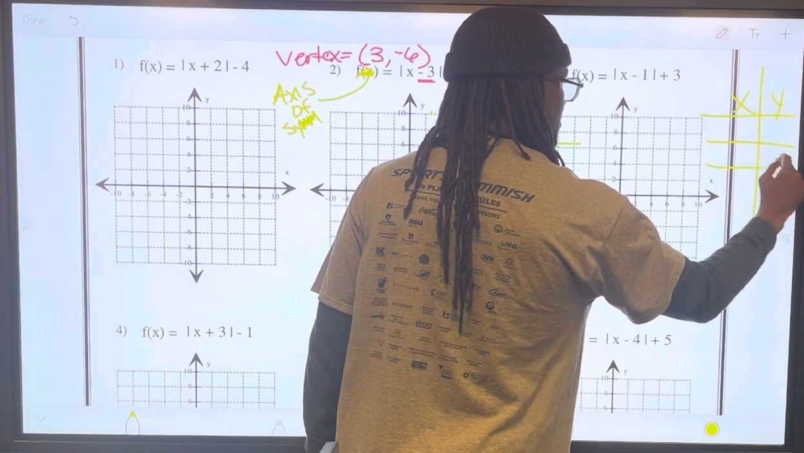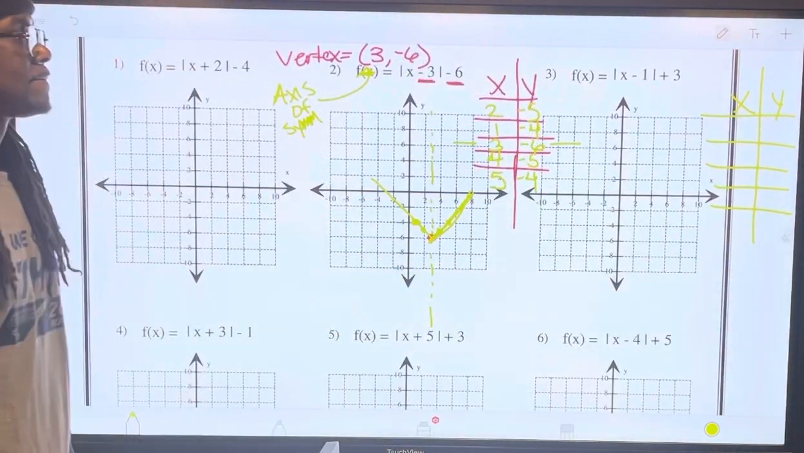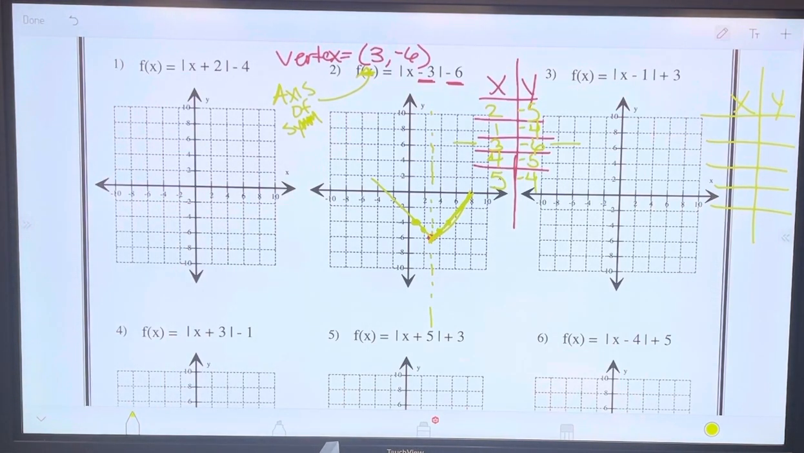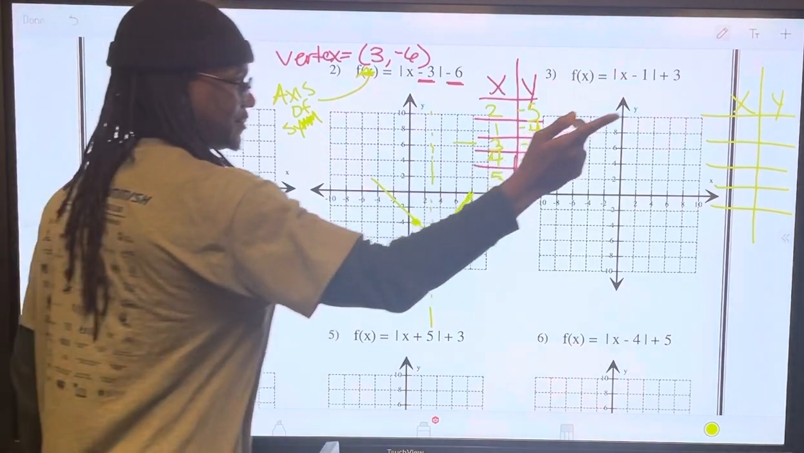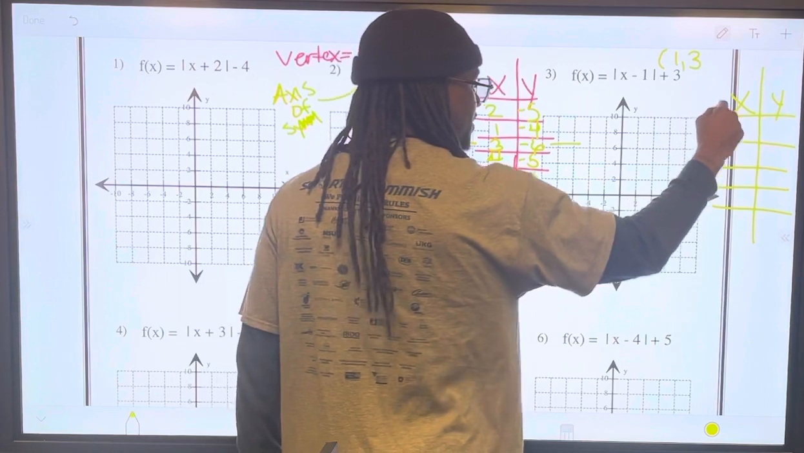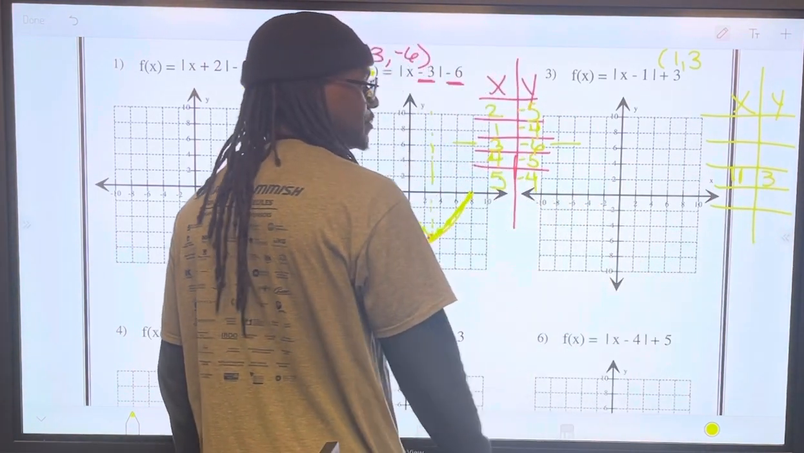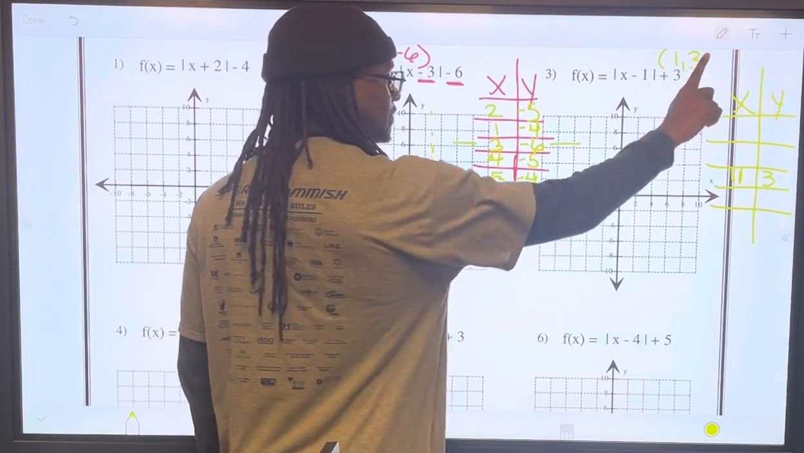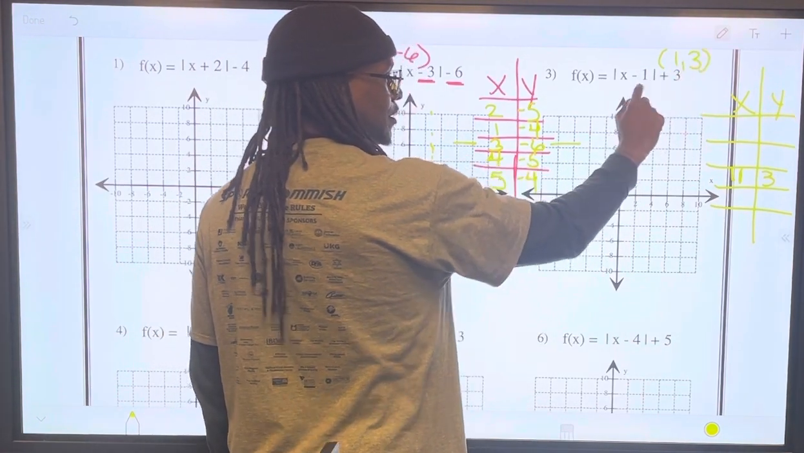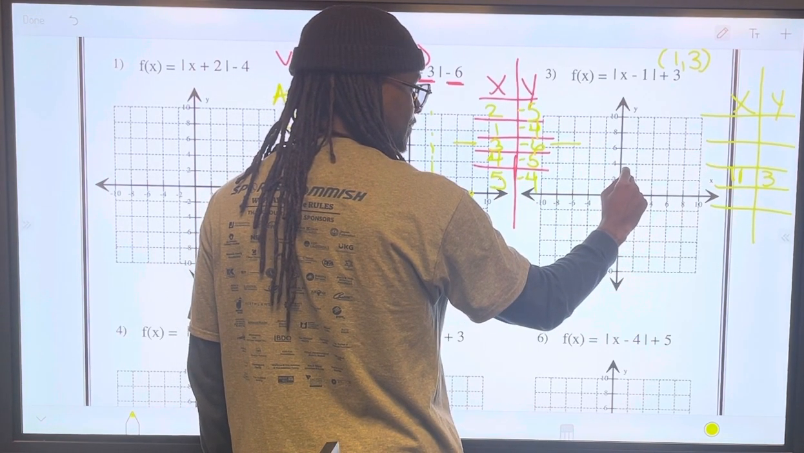For number 3, what is my vertex? 1 and 3. Go ahead and put that in your chart as 1 and 3. The vertex is always the numbers in the middle, right? Yep. So there, my first point, 1 and 3, dot here.